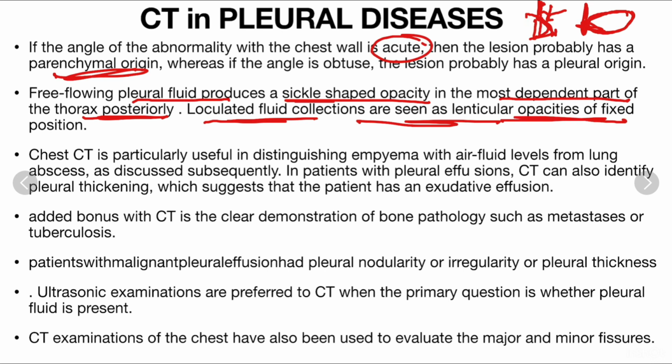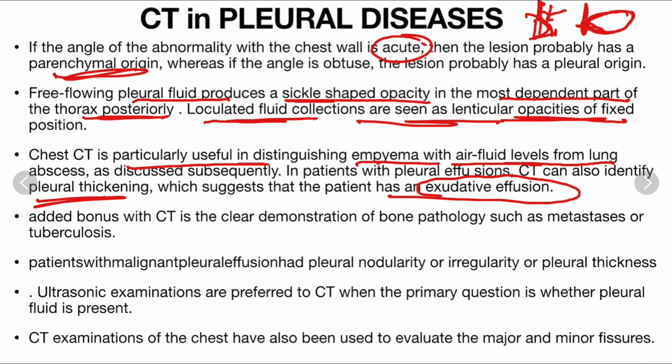But free flowing pleural fluid in most of the CT scans used to be in the posterior thorax. Then they are telling that chest CT is particularly useful in distinguishing empyema with air fluid level from lung abscess. As discussed subsequently, in a patient with pleural effusion, CT can identify pleural thickening, which suggests the patient is having exudative effusion. If the patient has pleural thickening, we should suggest it is due to exudative pleural effusion, and we can differentiate from the CT whether it is due to lung involvement or pleural involvement.